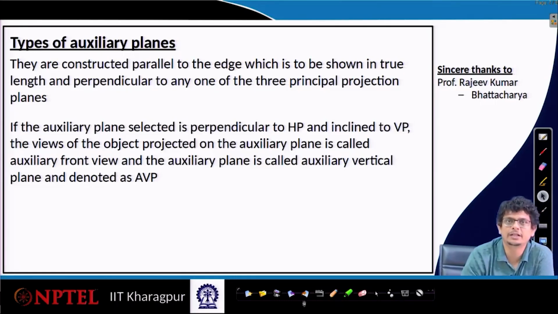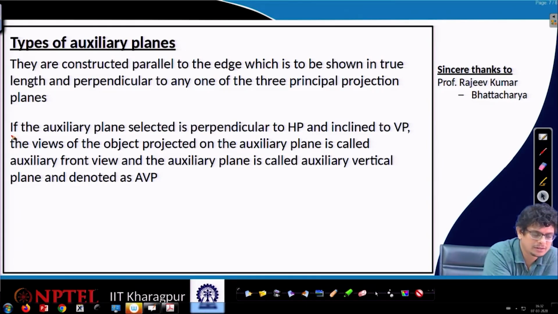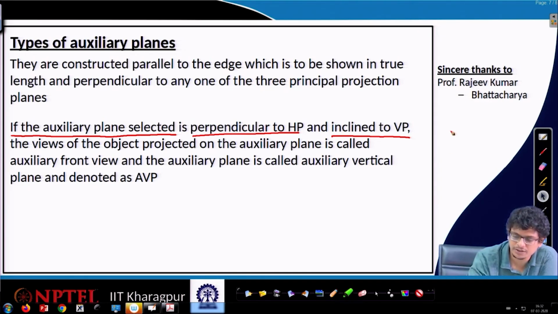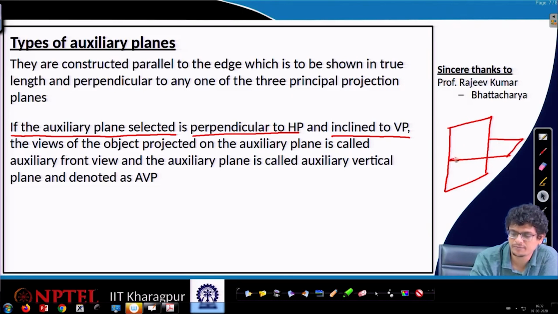So, there are mainly two planes. One is the auxiliary vertical plane, the other one is the auxiliary inclined plane. Let us look at the first one. If the auxiliary plane is selected perpendicular to the horizontal plane and inclined to the vertical plane, that means let us draw a picture. This might be our vertical plane and this is the horizontal plane. It is supposed to be perpendicular to the horizontal plane, but inclined to the vertical plane.